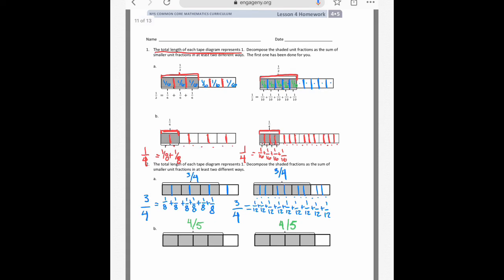All right, this is 4/5 on both of these. 4/5 is shaded in. And we're going to do the same thing. You really could split it as small as you wanted, but I'm just going to split each 5th in half here, which is going to make each little piece a 1/10. So 4/5 is equal to 1/10 plus 1/10 plus 1/10 plus 1/10. Really 2/10 per 5th. So when I add all these up, I should have 8/10 equals 4/5.